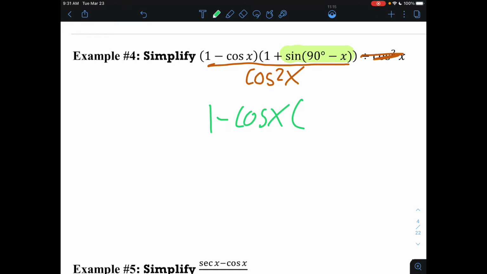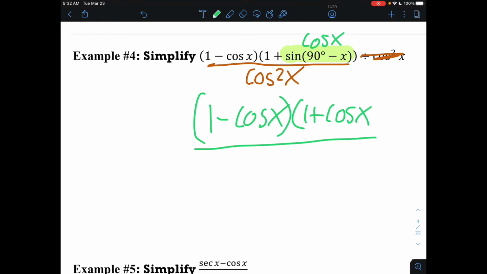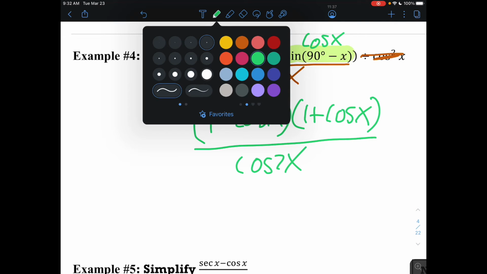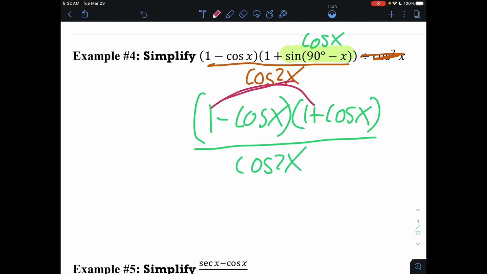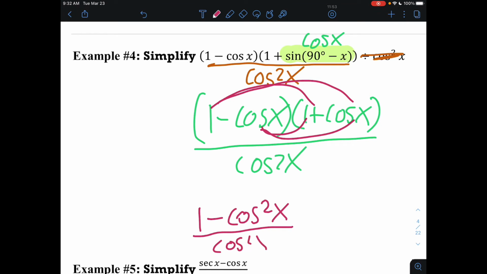Then we have 1 plus, and then this sine 90 minus x, that just becomes cosine using the co-function identity all over cosine squared. I would say at this point that we should probably FOIL the numerator out. So 1 times 1, 1 times cosine, negative cosine times 1, negative cosine times cosine. This is going to give us 1 minus cosine squared all over cosine of x. Sorry, cosine squared of x.